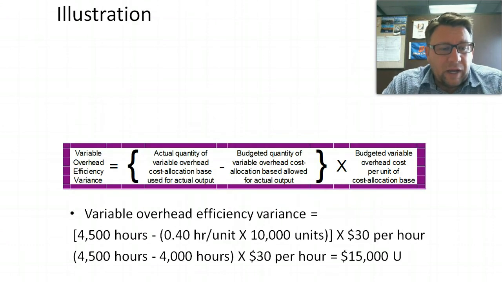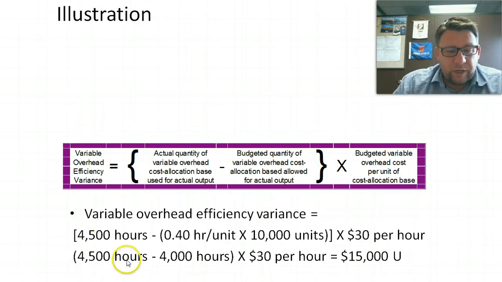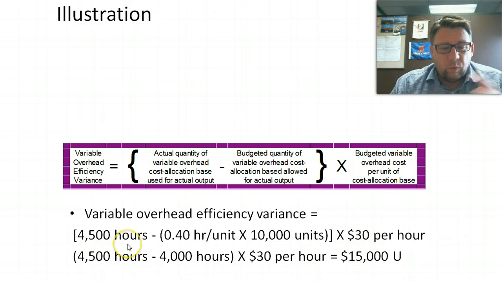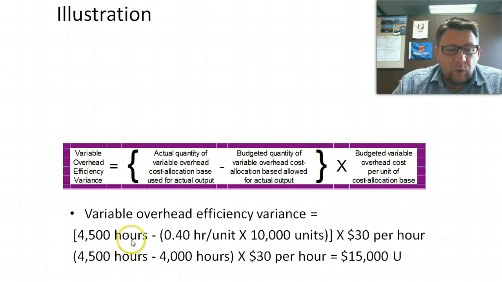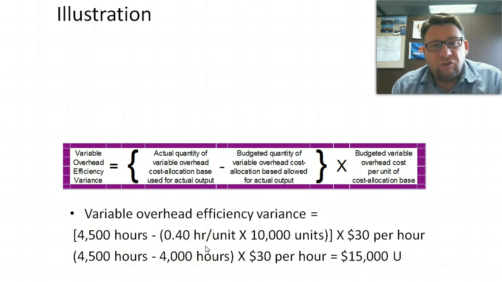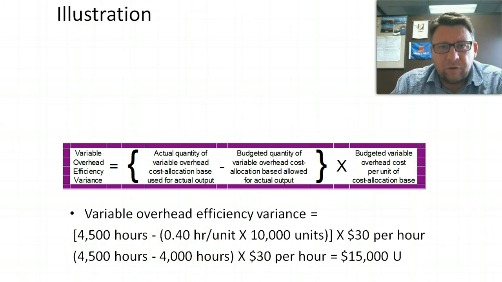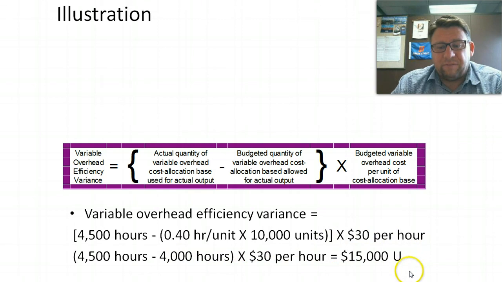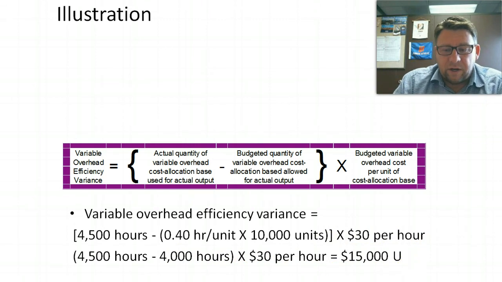Okay, so let's look at the efficiency variance. So we know the constant is our $30 per hour. So what varies? The actual hours used, 4,500, versus how many hours we should have used to make 10,000 units. And in this case, that's that 0.4 times 10,000, or as you can see here, 4,000. And so our efficiency variance is 15,000 unfavorable.